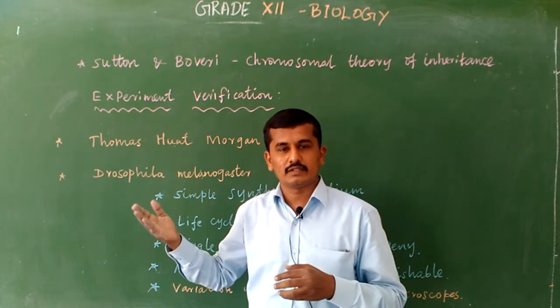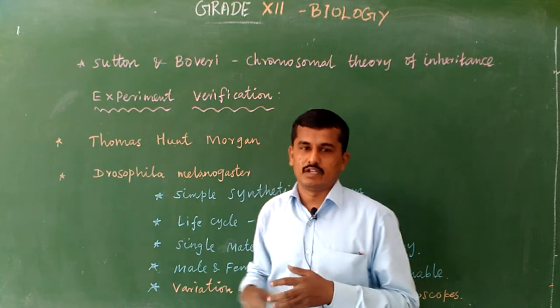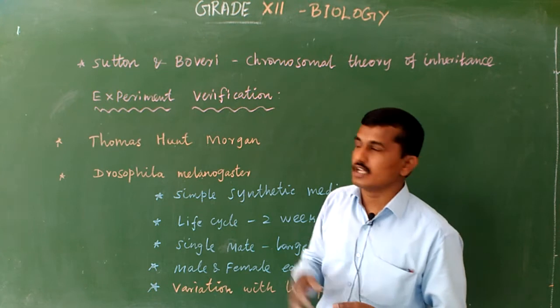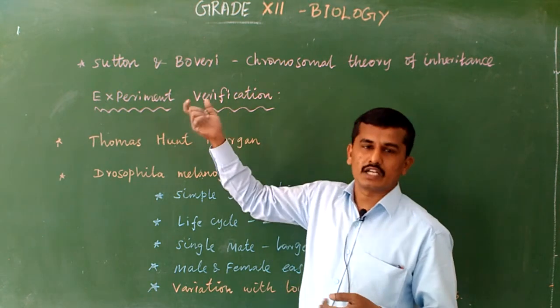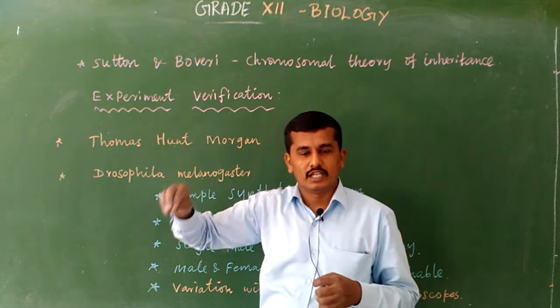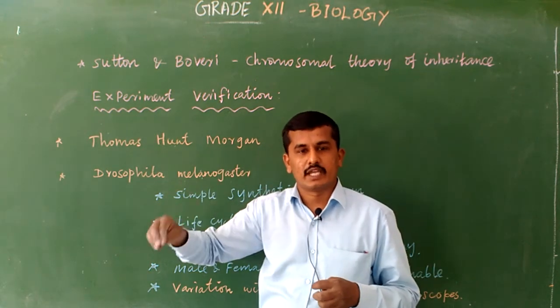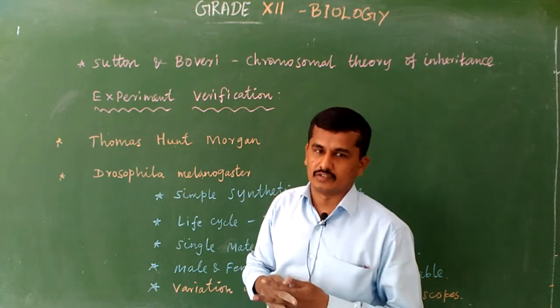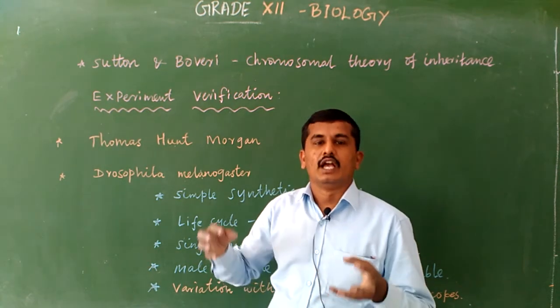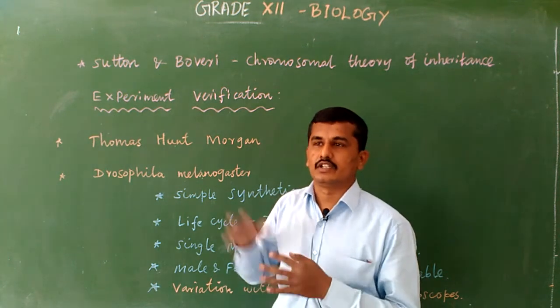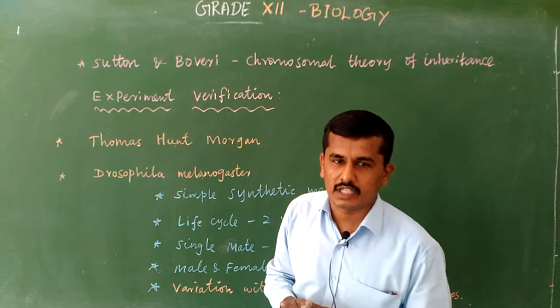But in the future, genes and DNA were discovered, and various scientists were involved in DNA and gene isolation. But according to the view of Sutton and Boveri, chromosomes have the information for making protein or expressing the characters. So chromosomes inherit the character from one generation to the next generation. That is the chromosomal theory of inheritance.